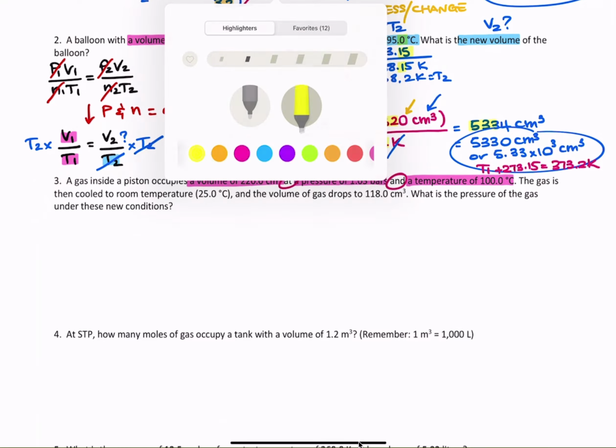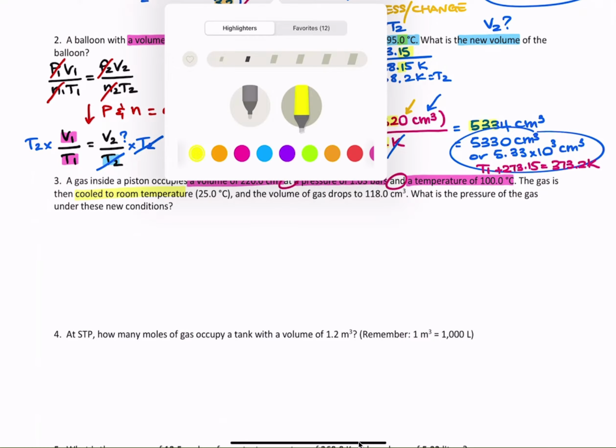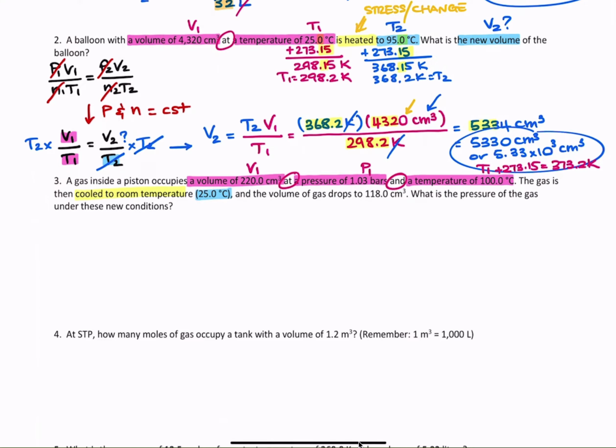A change, a stress is applied because this gas is cooled to room temp. Therefore, here is my new temperature. That's going to be my T2 plus 273.15 to 1 decimal place, so 298.2 Kelvin is my final temperature. The volume drops to, so that's my new volume here, my V2. And I'm looking for what is the pressure. So I'm looking for P2.